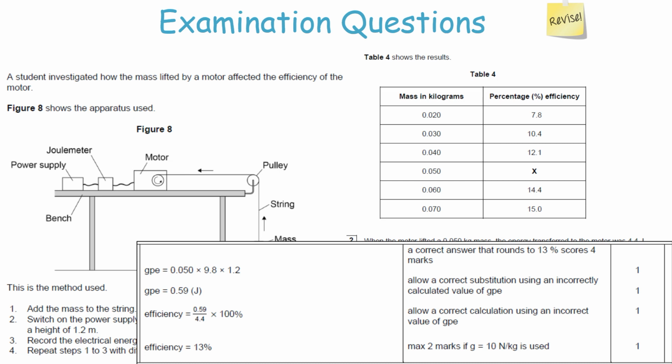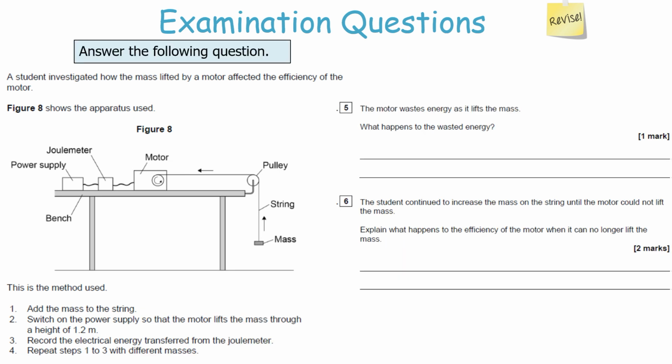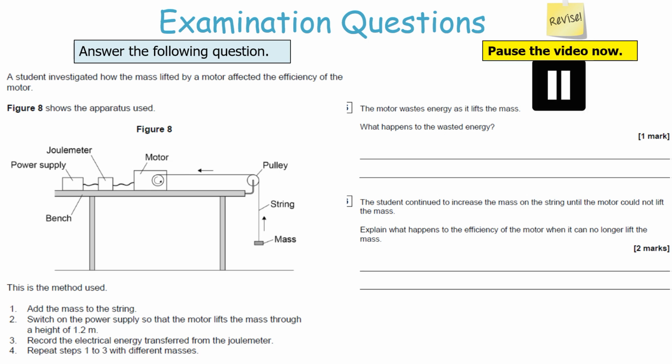The next question says the motor wastes energy as it lifts the mass. So what happens to this waste energy? Secondly, the student continued to increase the mass on the string until the motor could not lift the mass. Explain what happens to the efficiency of the motor when it can no longer lift the mass. So pause the video now, then unpause the video when you want to go through your answer.